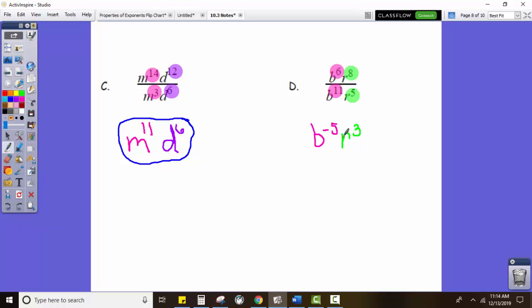Now, this could be our final expression, but this negative 5 with the b is not okay. So we need to change that into a positive exponent, but I am only going to change b to the 5th to be positive. R to the 3rd is going to stay in the numerator, and I'm essentially going to flip the b to the 5th to the reciprocal, which would be putting it in the denominator. So b to the 5th is going to be in the denominator. R to the 3rd will stay in the numerator. So I'm going to write my new expression. R to the 3rd stays in the numerator. B to the 5th goes to the denominator and is now a positive 5 instead of negative 5. We need positive exponents only.